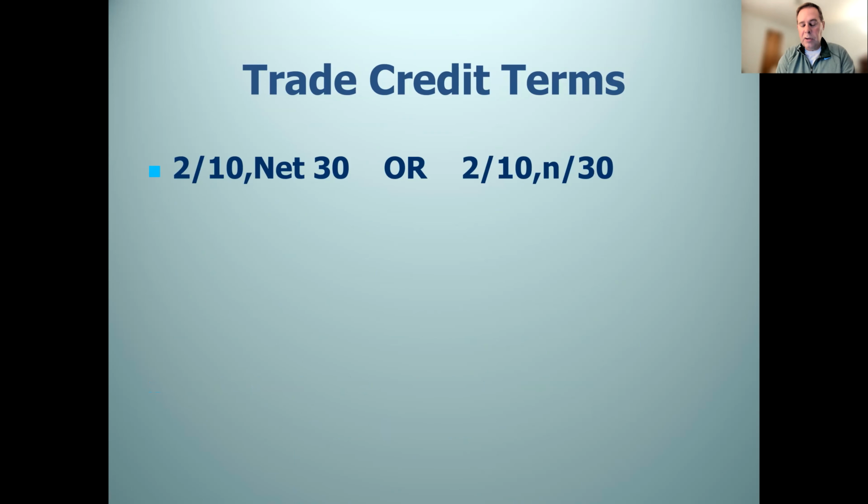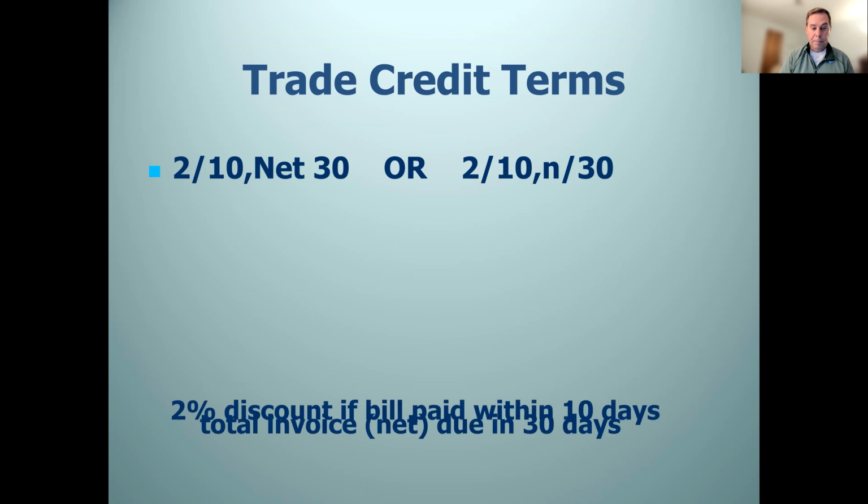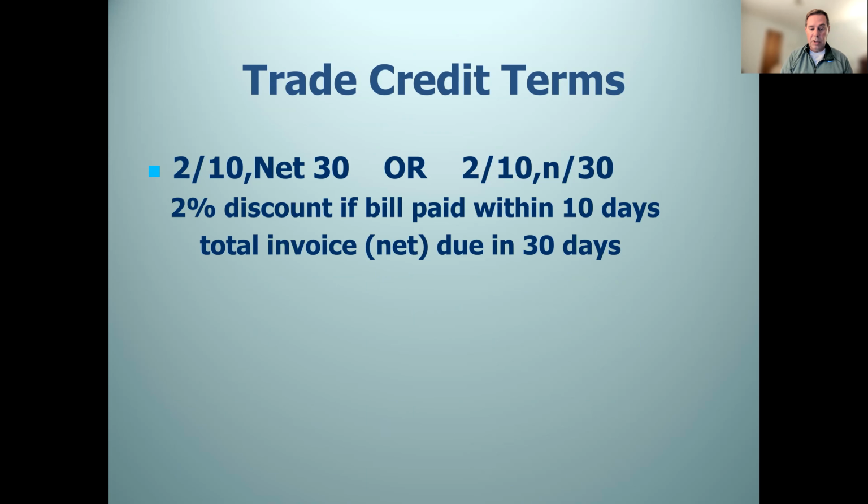So you'll see this not just in funeral service, but in a lot of other things. If you have anything to do with accounts receivable or accounts payable, you'll see these terms often. And if you see it written like this, 2/10 net 30, that means a 2% discount is offered within the first 10 days of the invoice, and then the net of the invoice would need to be paid within 30 days. So there it is in writing, 2% discount if the bill is paid within 10, and the total invoice would be net due in 30 days.